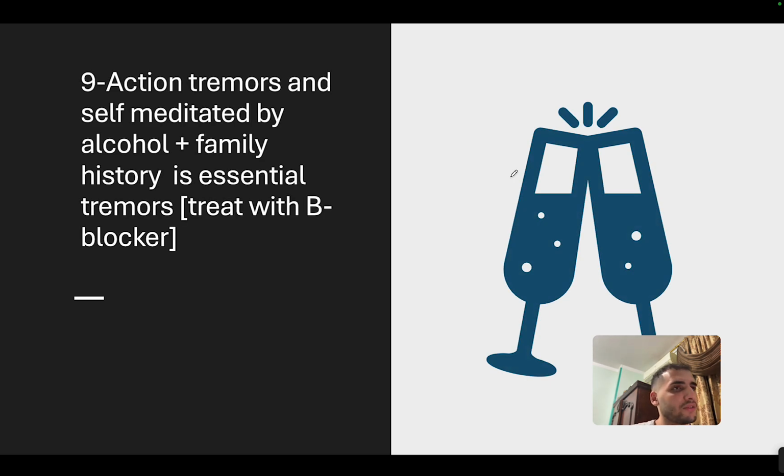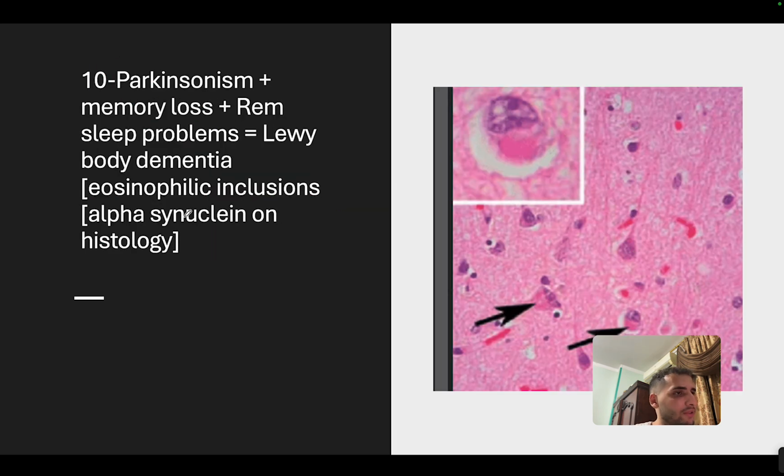The other important tremor is action tremor, meaning it happens while I am moving my arm. Now, if they said action tremor self-medicated by alcohol, so the person drinks alcohol to relieve it, and there is a positive family history, then the diagnosis would probably be essential tremor, which would be treated with beta blockers, okay? Because they can ask about the treatment. The answer would be beta blockers, okay? Okay, the next thing.